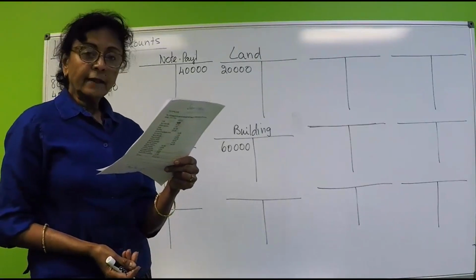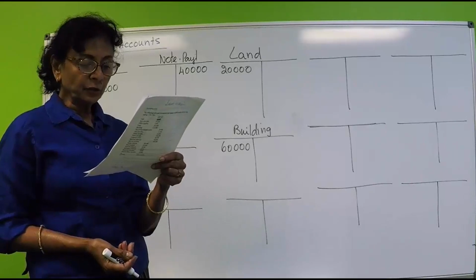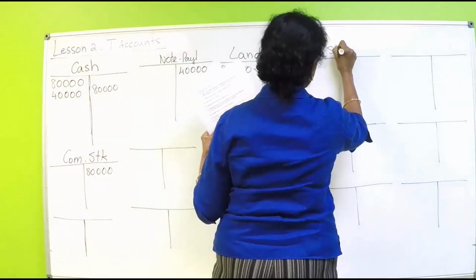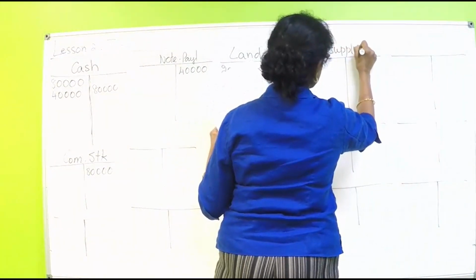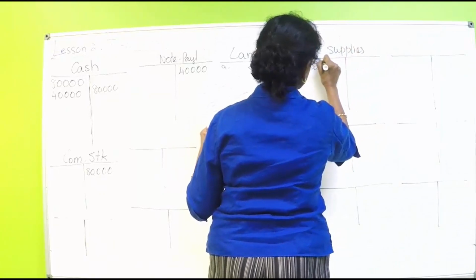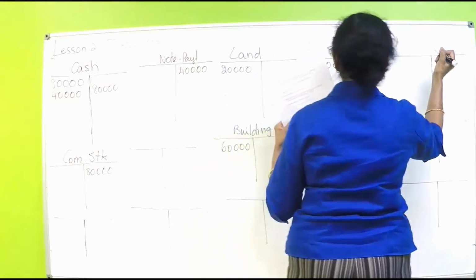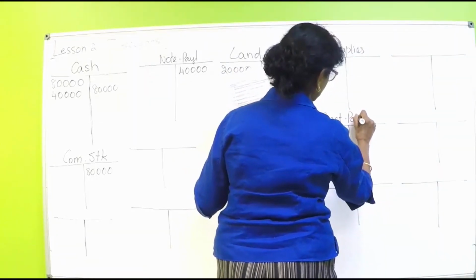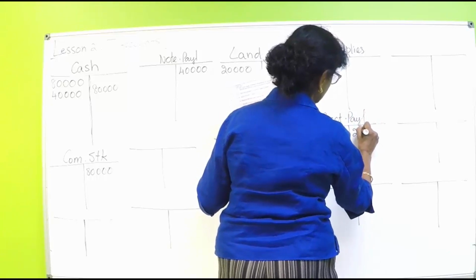Next transaction, they purchased supplies for $2,000 on account. So here we debit supplies $2,000 and credit accounts payable $2,000.